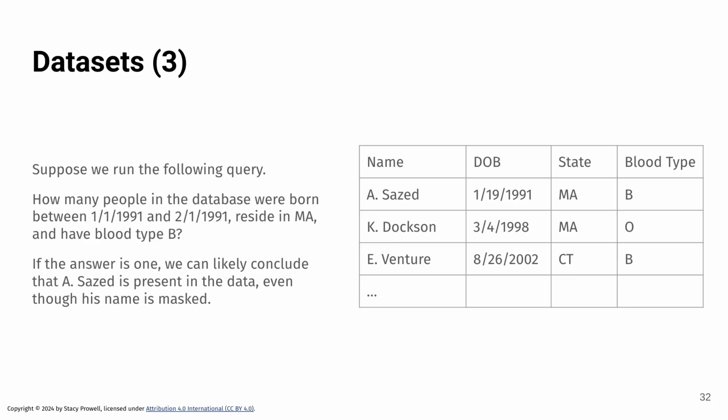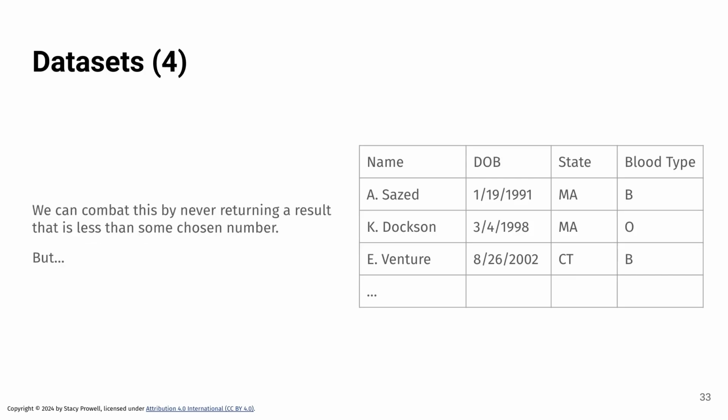That breaks the privacy for him. Okay, if the answer comes back 1, we know he's present in the data even though we weren't able to ask about his name. Well, let's combat this by never returning a result that is less than some chosen number. Right? Let's say 100. If your query yields fewer than 100 records, we don't return it.